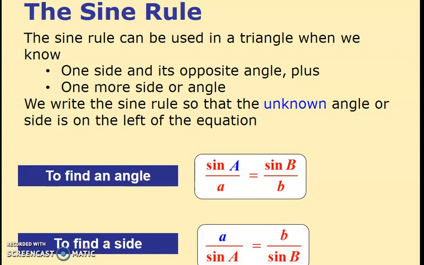But if I want a side, notice now I've got A at the top, little a. So A over sine A equals B over sine B. And you can do that. You can just do the reciprocal of them because it just rearranges quite nicely. So I tend to find if I want an angle, I use the first one. If I want the side, I use the second one.